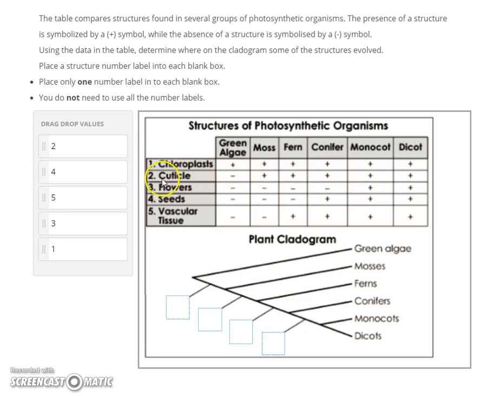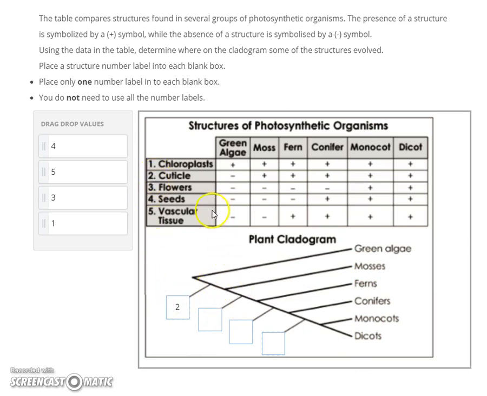That trait is cuticle. Cuticle, it's like a waxy surface layer. Number 2 goes right there in that first box. So cuticle would go here. So now we know everybody else now has cuticle. From mosses on down has cuticle as a characteristic.